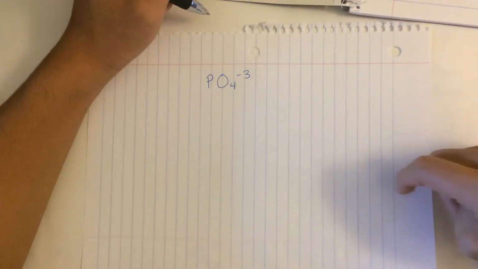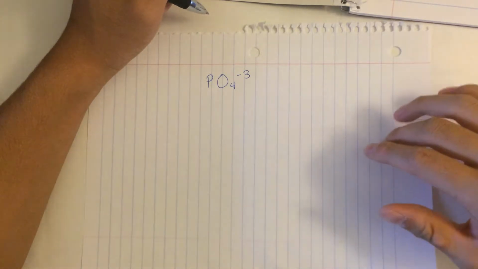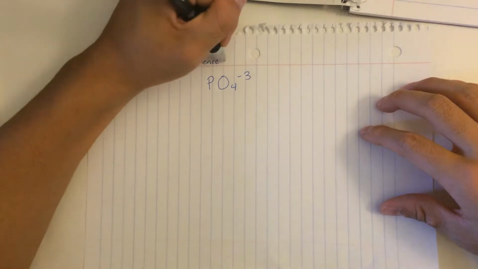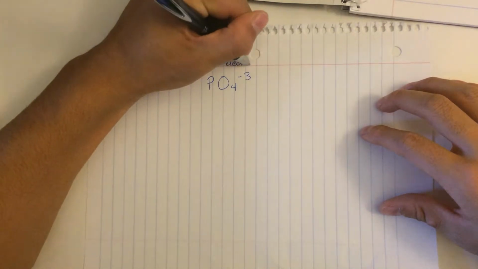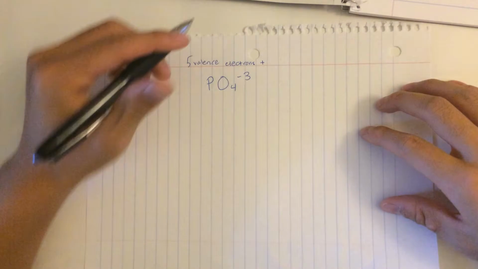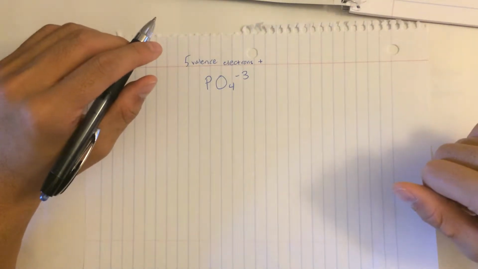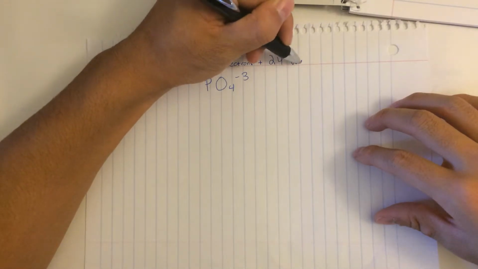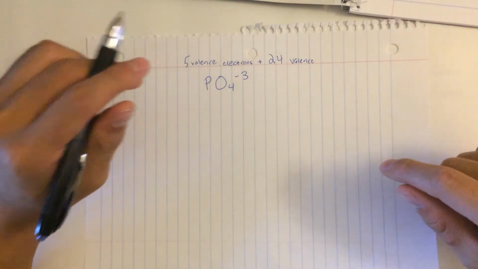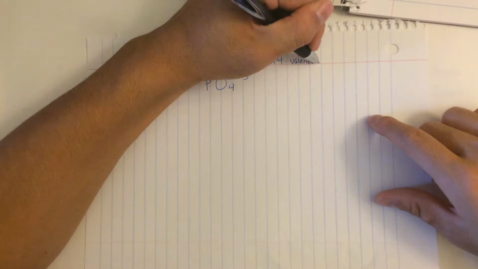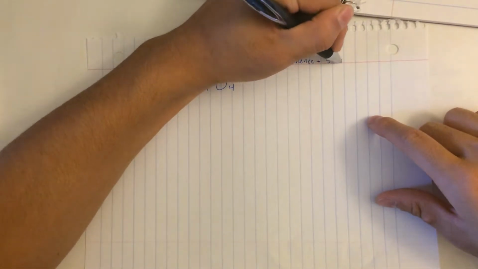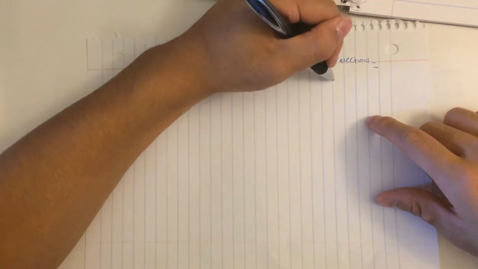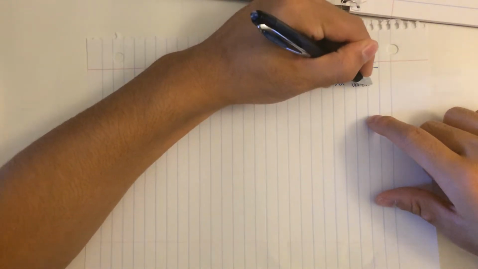according to the periodic table, phosphorus has 5 valence electrons. So 5 valence electrons, and since we're calculating a total, we need to add them, right? So we're going to plus, and oxygen has 6 valence electrons. And since there's 4 oxygen, we'll have 24 valence electrons. And since we have a -3 charge, we have to add 3 more electrons. And if we add them all, we will get 32 valence electrons.